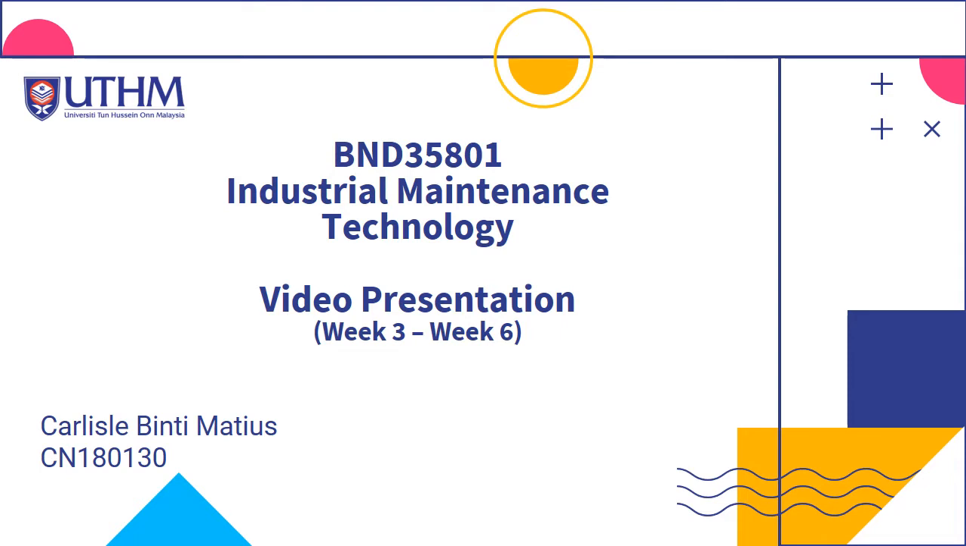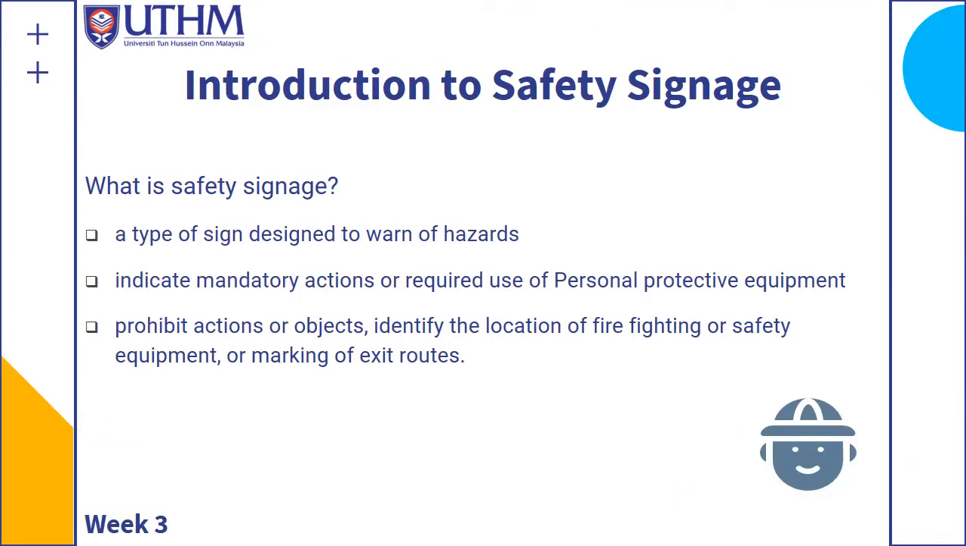Start from week 3 until week 6 for the subject Industrial Maintenance Technology. In week 3, the activity is about safety signage. So what is safety signage? Safety signage is a type of sign designed to warn of hazard. It indicates mandatory action or required use of personal protective equipment, and prohibits action or objects, identifies the location of firefighting or safety equipment, or marks an exit route.